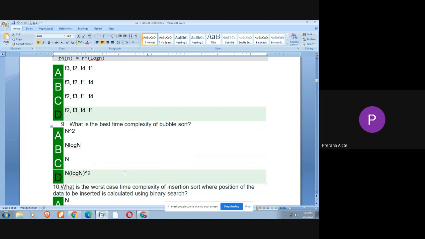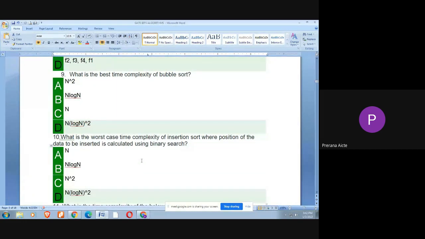So in that case, we only have time complexity of order of n. Whereas if the input data is not in sorted order, then we are going to have order of n square. So the best case time complexity of bubble sort is order of n, and it occurs when the input data is already in sorted order.